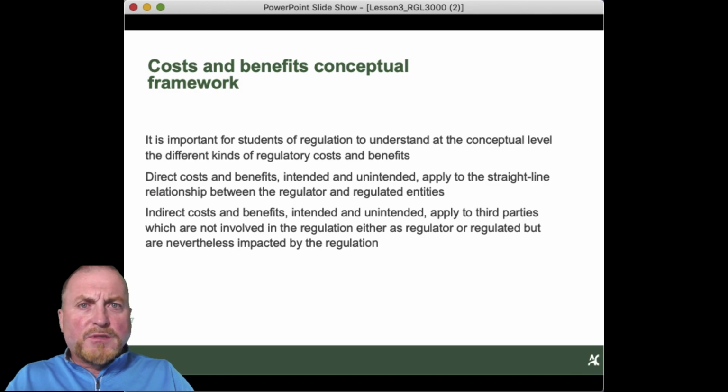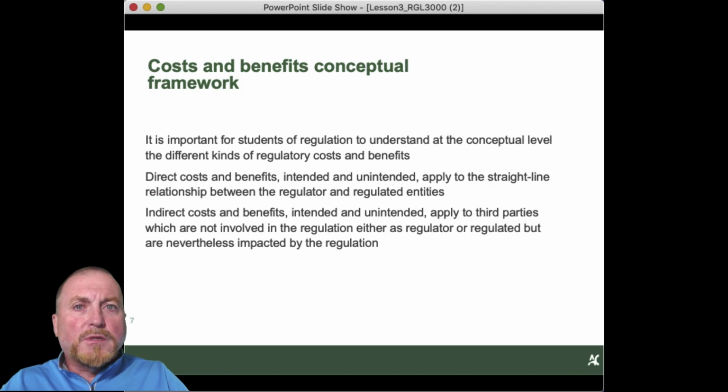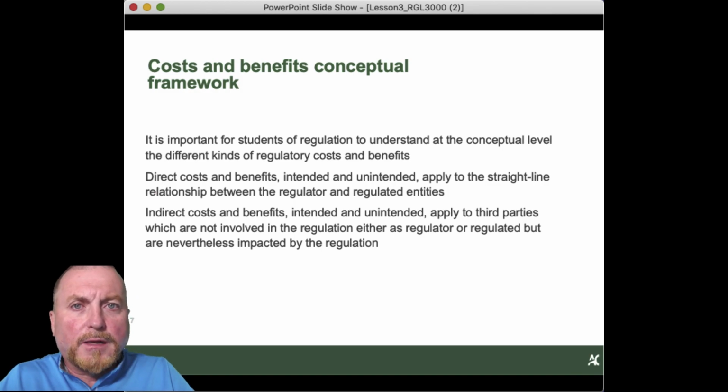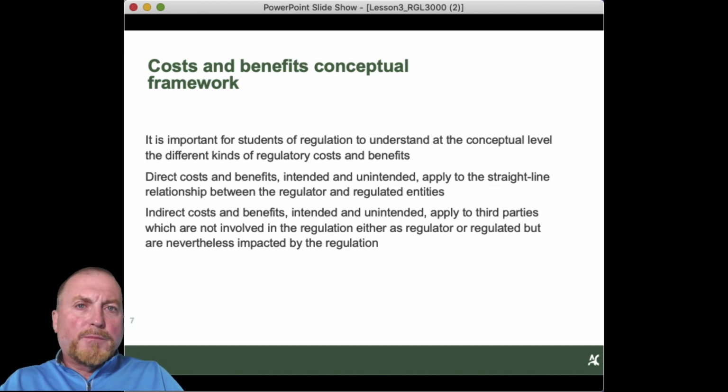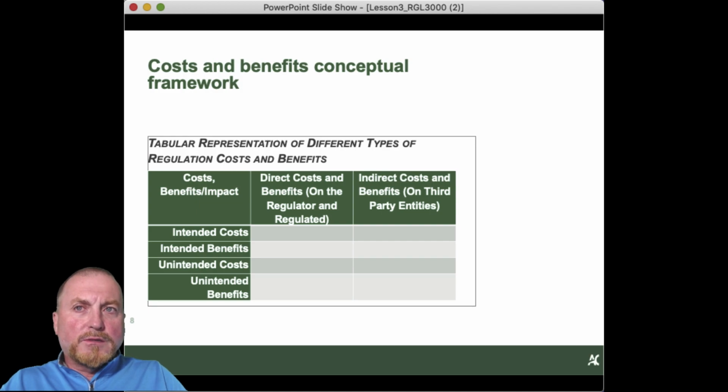And this happens in virtually all medium to large impact regulations. Because, for example, if you regulate food quality in a different way, you're going to be impacting the people producing the food, obviously. But you're also going to be impacting indirectly those people who buy the food at the grocery store. So it's important to understand that.